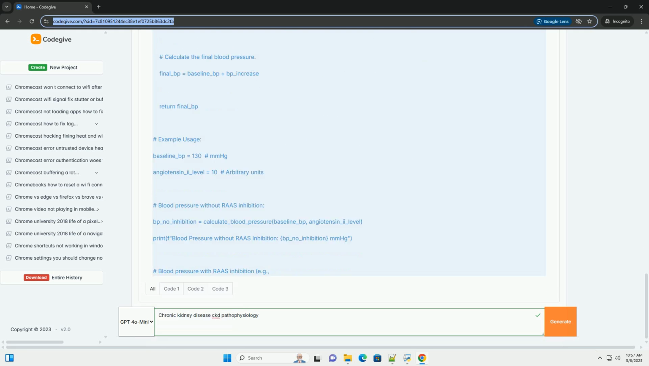Vasoconstriction: angiotensin II constricts the efferent arteriole, the blood vessel exiting the glomerulus, increasing glomerular pressure and hyperfiltration. Growth factors: it stimulates the release of growth factors that promote glomerular sclerosis and tubulointerstitial fibrosis. Inflammation: it contributes to inflammation and oxidative stress in the kidneys. Proteinuria: angiotensin II increases proteinuria.